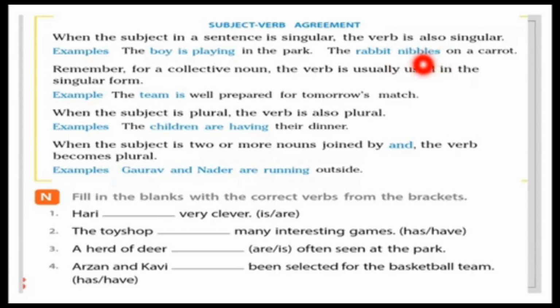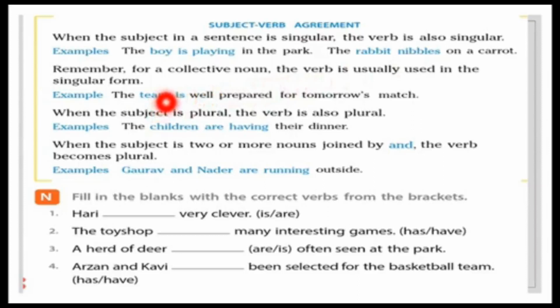It's a singular noun, and nibbles, to which we have added the s or es to the verb, is a singular verb. This is a singular noun and this is a singular verb. So the first rule is, when the subject in the sentence is singular, the verb is also singular.